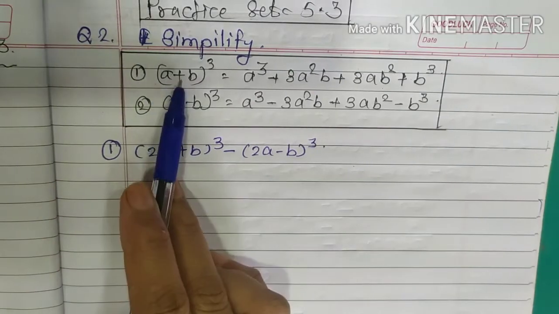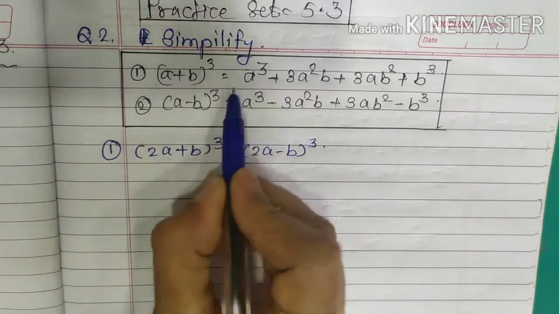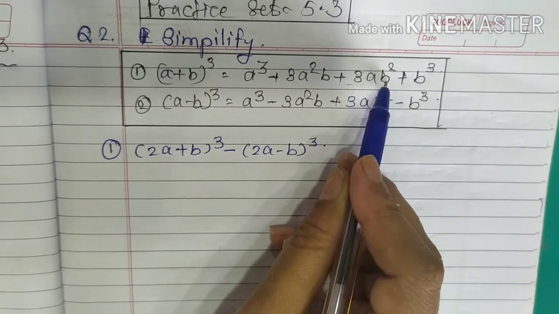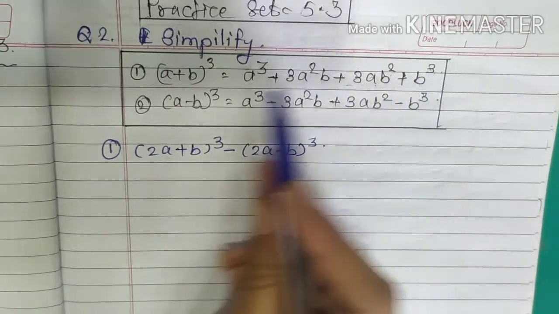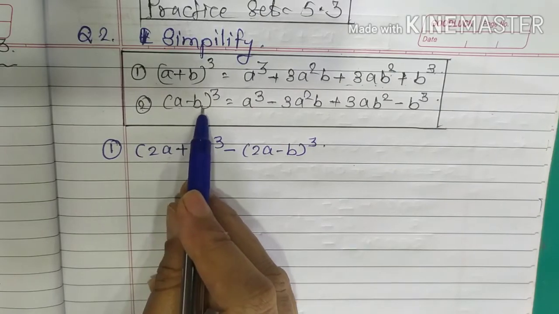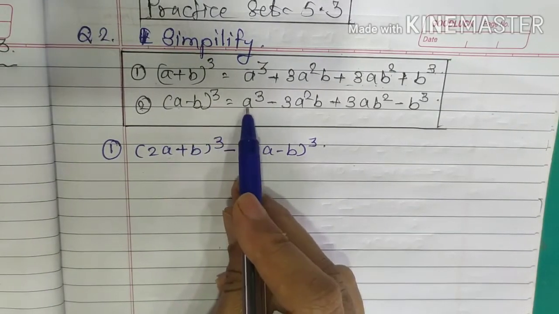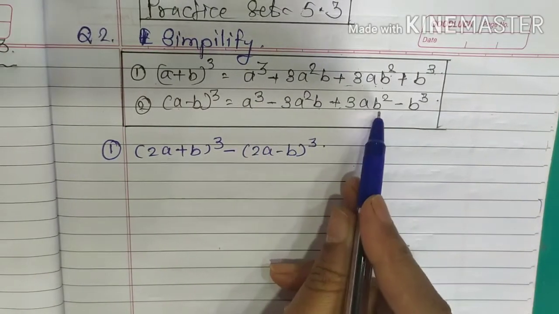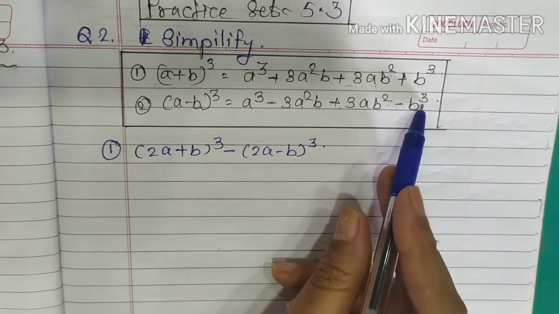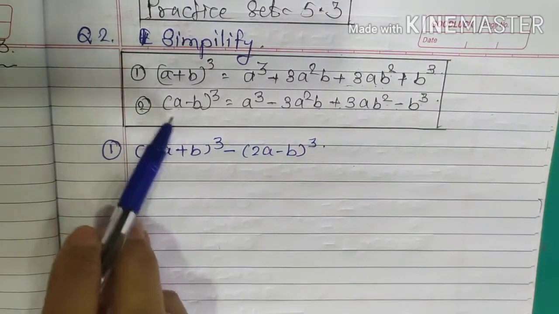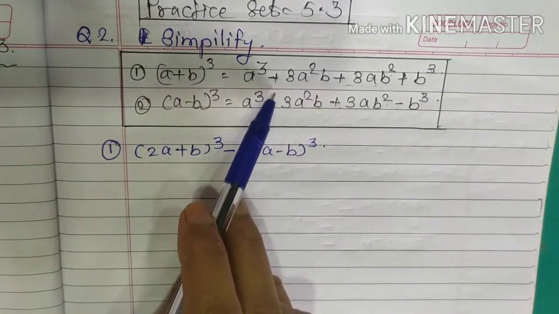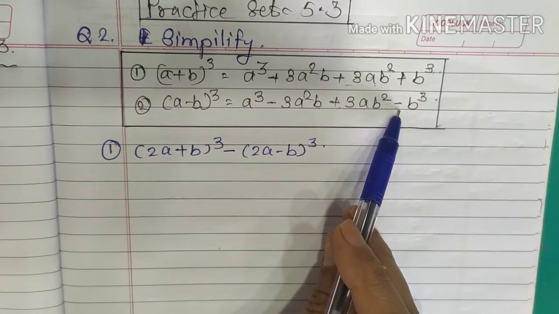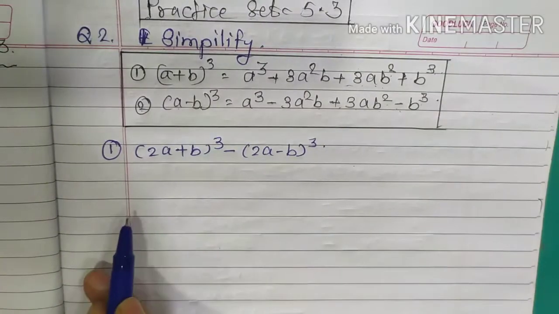First, (a plus b) whole cube is equal to a cube plus 3a square b plus 3ab square plus b cube. Second, (a minus b) whole cube is equal to a cube minus 3a square b plus 3ab square minus b cube. So here is only a difference in signs. Here is plus, here is minus sign. At the last, here is minus sign. So by using these two formulas we simplify the examples.